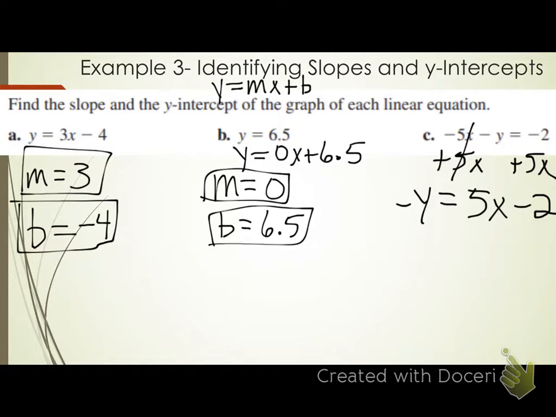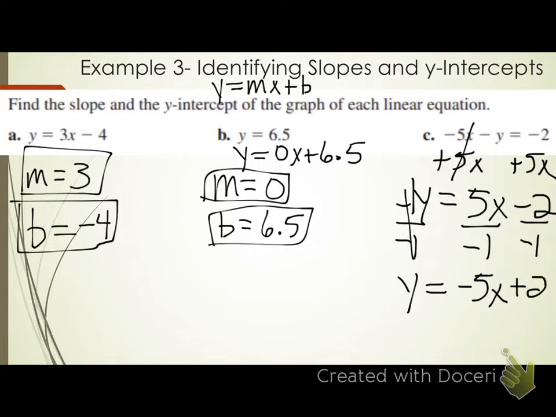That's like a negative 1 times y. So how would I get y by itself? Divide by negative 1. When I divide the right side by negative 1, I have to divide every term by negative 1. So what happens to the positive 5x when I divide by negative 1? Negative 5x. Negative 2 divided by negative 1 is positive 2. Is that now in slope-intercept form? Yes. It is. y equals mx plus b.